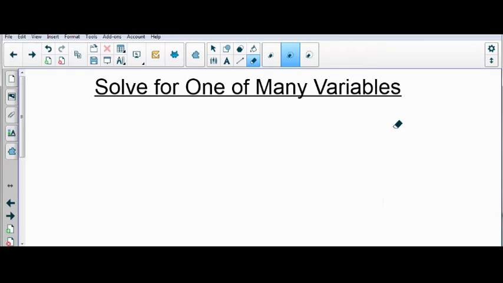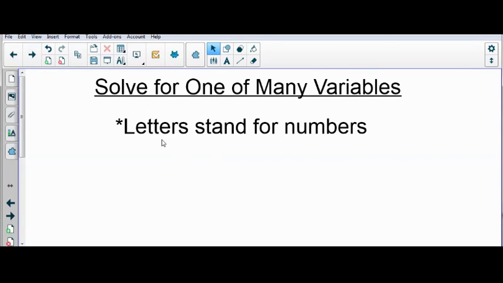When you're solving for one of many variables, I need you to remember three things. First, letters stand for numbers. We learned that variables can be used one of two ways. They can be used as a fill in the blank: x plus 2 equals 5, well, the x has to be 3. That's the only thing that will work. The other way is that they can show relationships between values. So x plus x is going to be 2x regardless of what x is. If x is 7, 7 plus 7 is the same thing as 2 times 7. But you just need to remember that letters do stand in for numbers.